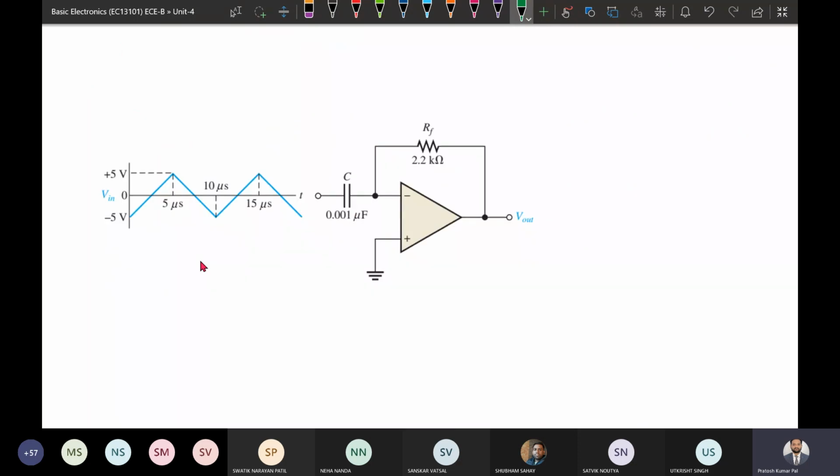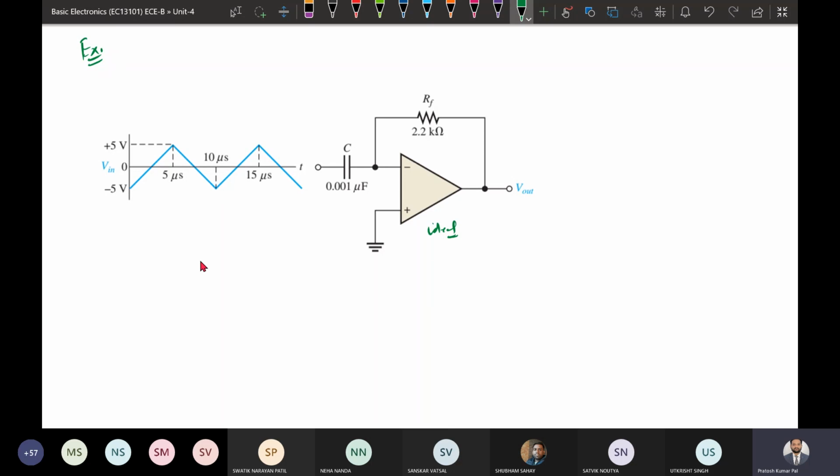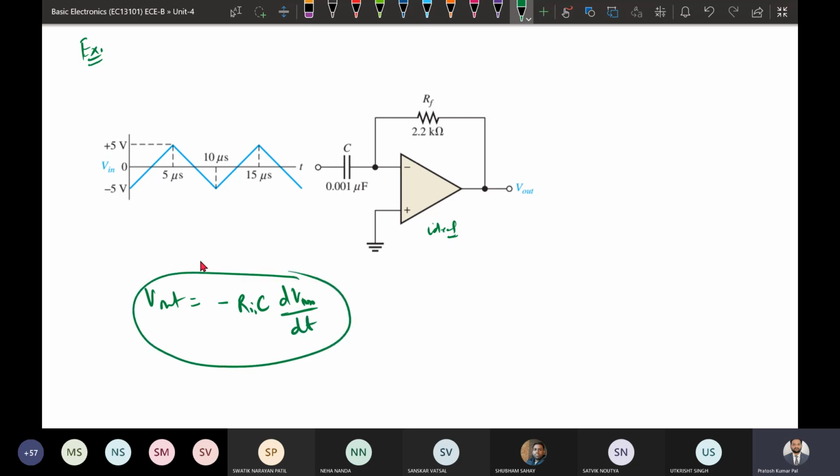Okay, so the next is the differentiator, an example of a differentiator circuit. A differentiator circuit is given with an input. We need to draw the output with respect to this, considering the operational amplifier to be an ideal one. In case of a differentiator, the output is R in into C dV in by dt. This is the input waveform, and we need to find out the output waveform.